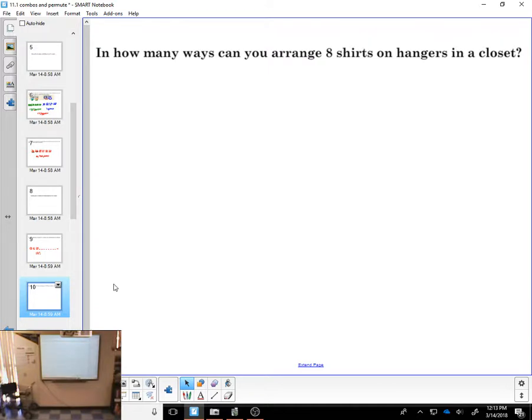This is the same question. It says you got 8 shirts you have to hang up. How many different ways can you hang them up? 8 factorial. Yeah, don't say 8 exclamation. Alright, let's ask this question then.